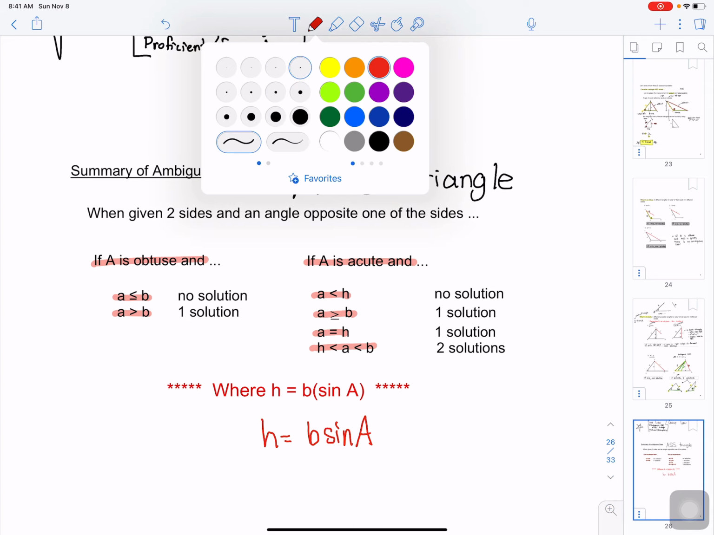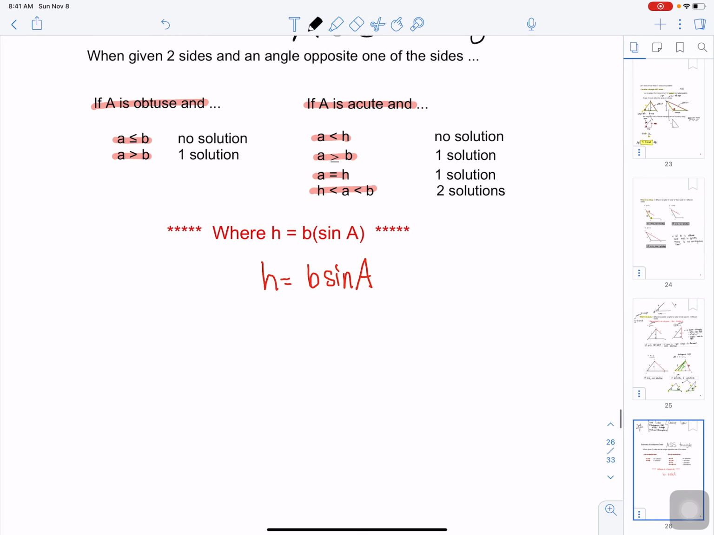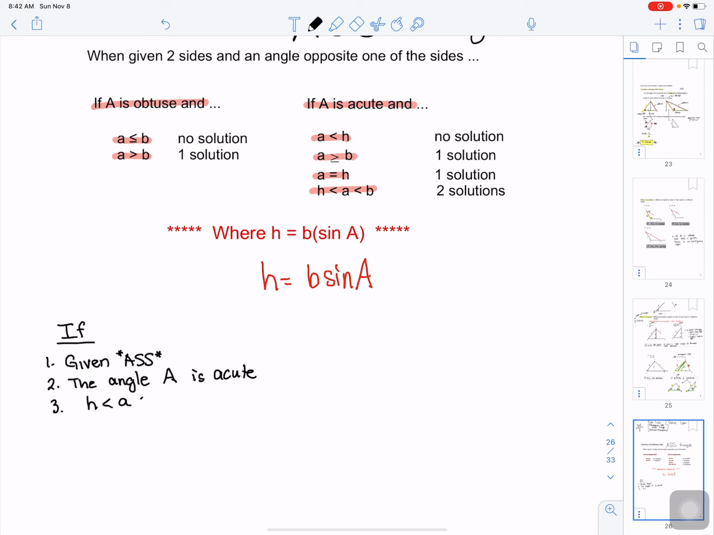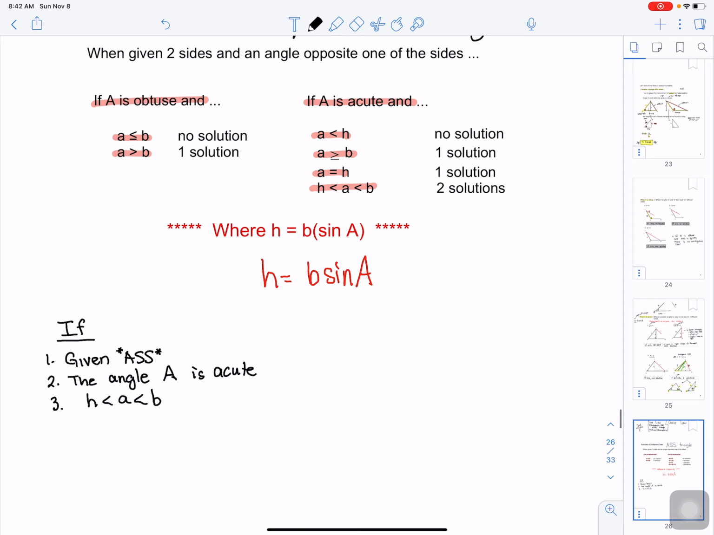So what we want to do is make ourselves a mini flow chart with steps. We're going to be given our ASS triangle. You're going to notice it and think, oh crap, this is going to be a pain in my butt. You have to think about it. You look: is the angle that's given, angle A, acute, which means less than 90? If it's less than 90 and you calculate H, and the side A is between the side H and the side B in terms of its length, you have two triangles.